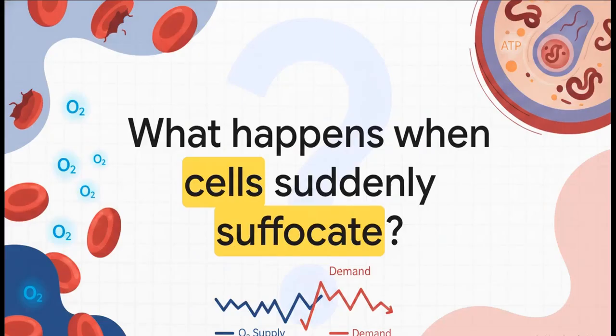So here's the big question to kick things off. What actually happens when a patient's cells just suddenly start to suffocate? We're going to examine the exact physiological breakdown that kicks in when systemic oxygen demand vastly outstrips supply, putting our patient in immediate life-threatening danger.